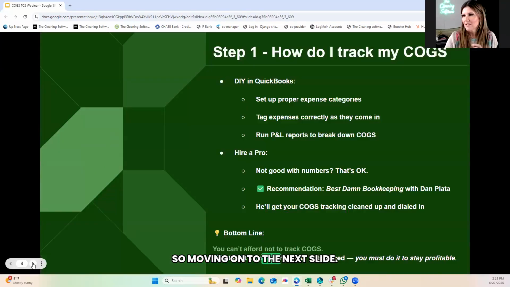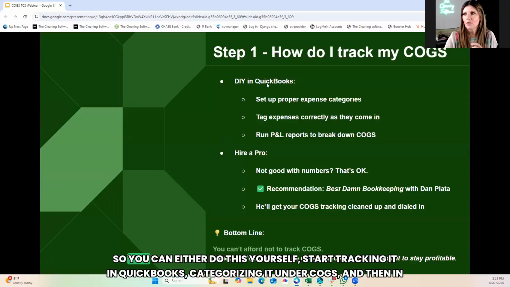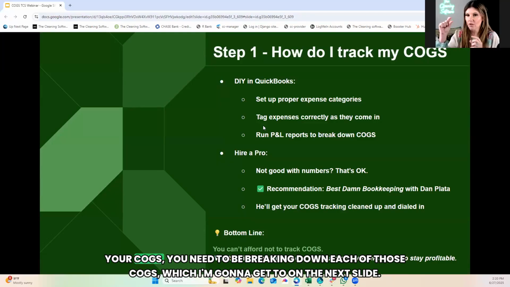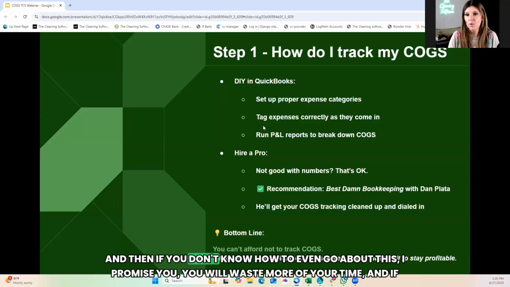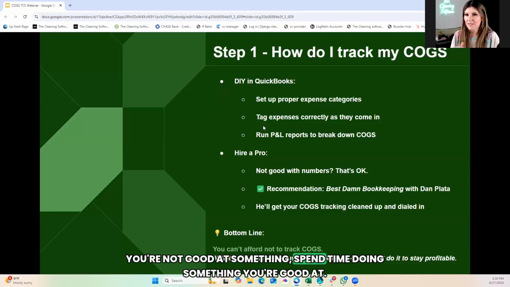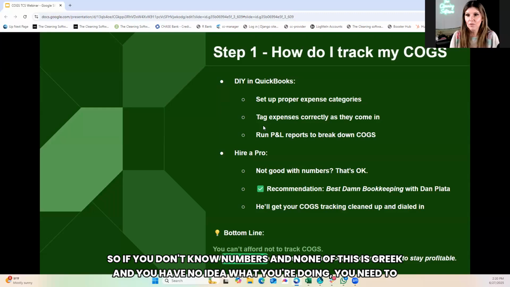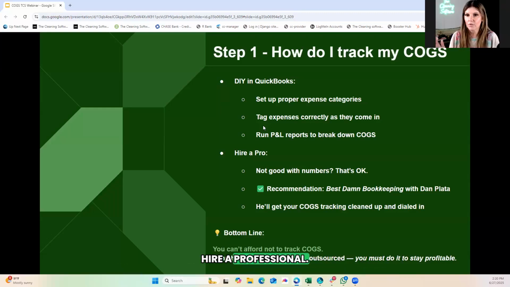So moving on to the next slide. You can either do this yourself, start tracking it in QuickBooks, categorizing it under COGS, and then within COGS you need to break down each of those items, which I'm going to get to on the next slide. And if you don't know how to even go about this, I promise you will waste more of your time. If you're not good at something, spend your time doing something you're good at. So if you don't know numbers and none of this makes sense and you have no idea what you're doing, you need to hire a professional.